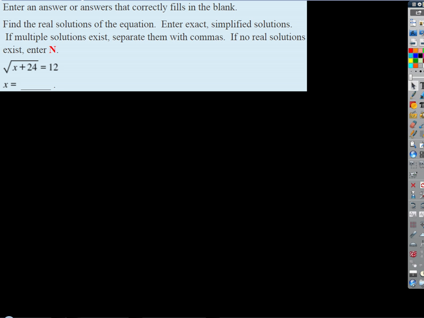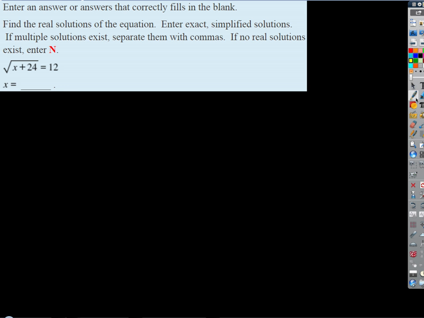Okay, so here we go. Last review set here for the final, or the practice final, the last four problems, 25 through 29. These have to do with solving radical equations.